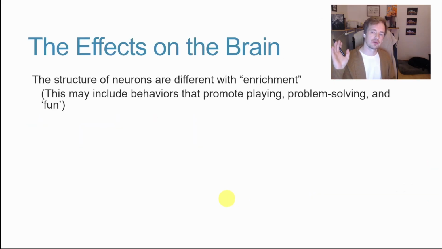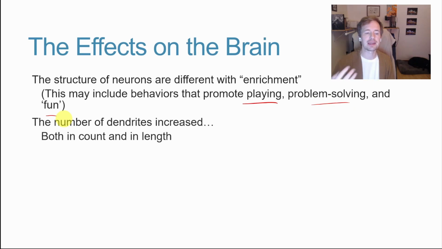So now we looked at the big picture. Now let's focus in, look at some of the specifics here. So the structure of the neurons were different after enrichment occurred. Maybe it's because of playing, problem solving, or other kind of fun activities that we have here. And you can easily imagine extending this to human beings, right? That a human child is probably going to be at their most well-rounded whenever we give them lots of, not toys, but lots of things that they can learn from.